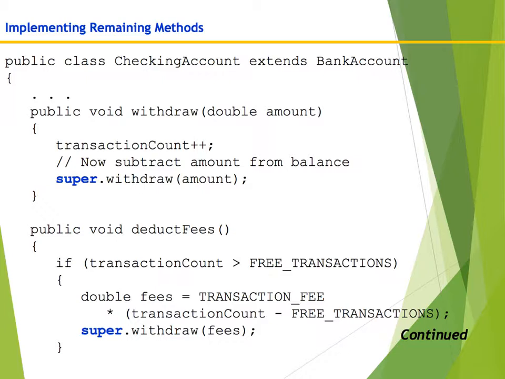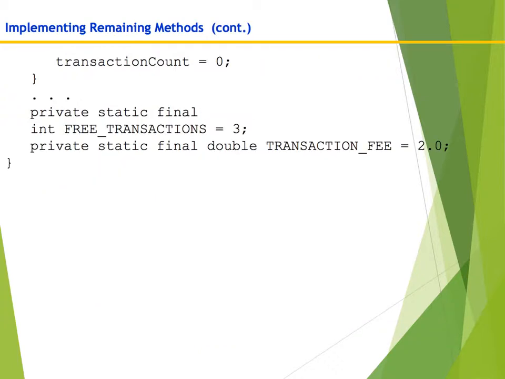Therefore, you have to first calculate how much fee you are going to deduct from the customer by this mathematical formula, whatever that is. And then after that, you can simply call the withdraw method of the superclass, and inside the explicit parameters you simply pass the fees, which is the result of your previous calculations. At the end of deduct fees method implementation, we need to reset the transaction count to 0.